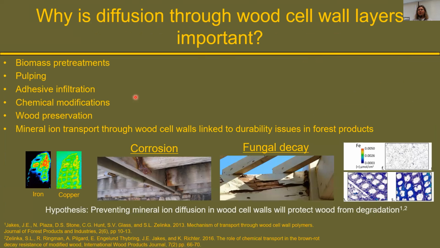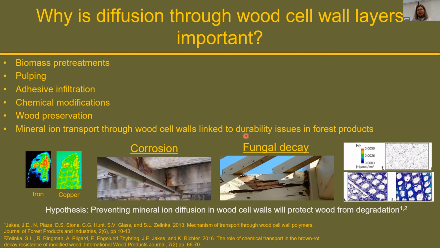So diffusion through wood cell walls, why is this important? One of the major reasons is that any sort of processing step when we're utilizing wood, such as biomass pretreatments, adhesive infiltration when you're trying to glue two pieces of wood together, and wood preservation treatments, all involve diffusion of some component into the wood cell walls. Also, some of our durability issues in forest products, such as corrosion and fungal decay, both involve diffusion of mineral ions into wood cell walls. Here's an example from an XFM study at 2IDE, where we're looking at metal fastener corrosion in copper treated wood. You can see that the iron diffuses into the cell walls and participates in that corrosion reaction.